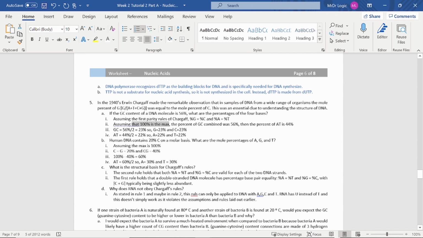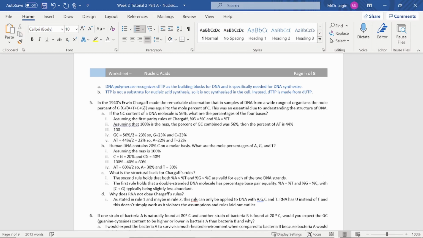So 100% minus 56, that's 44%. You know what? I gotta show my calculations, because they might be petty and take out marks. Okay, I have not been strict with my work. There are some places you could take out marks, but that's if you're extremely petty. Don't be petty, whoever's marking this.